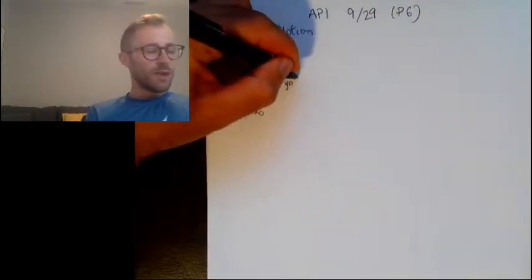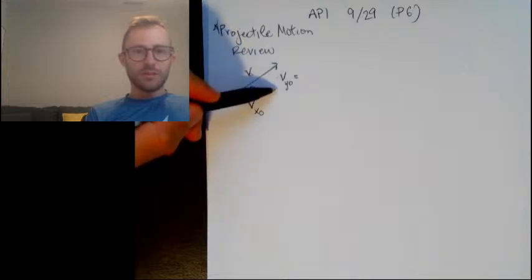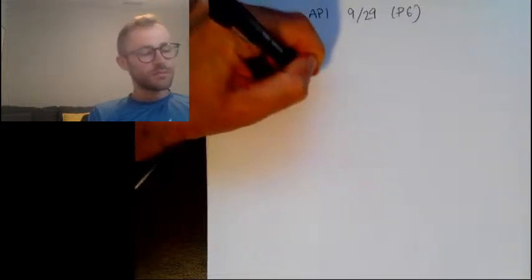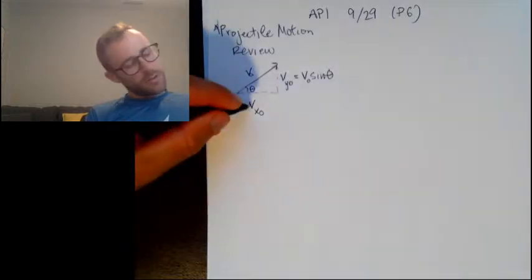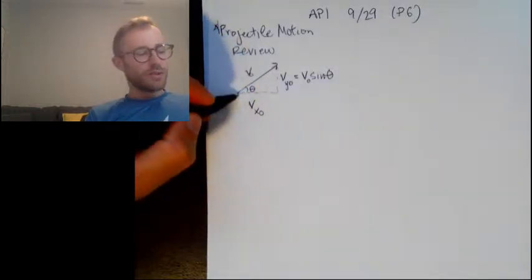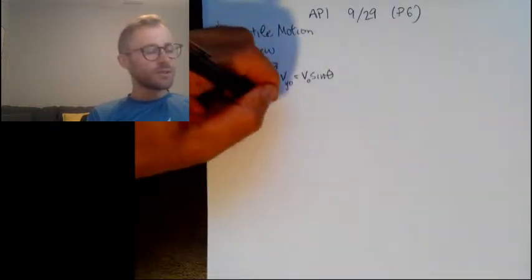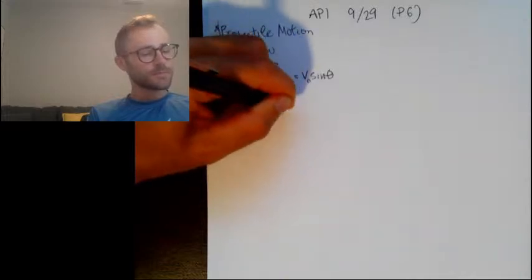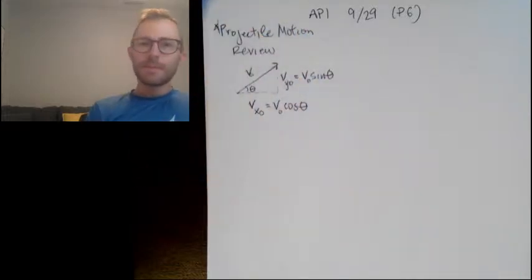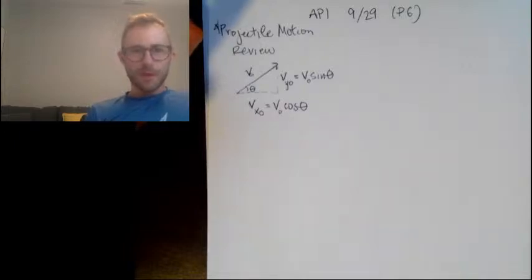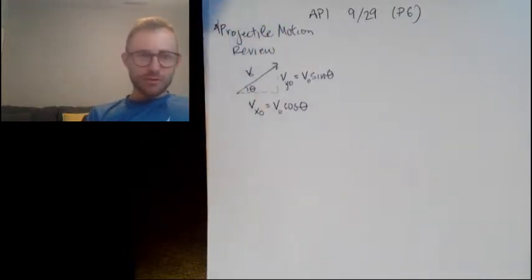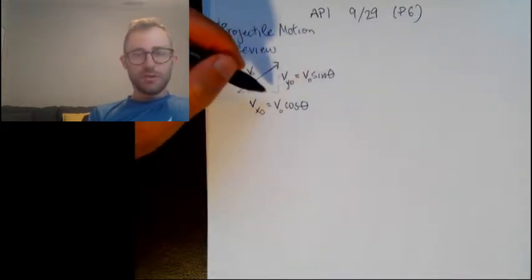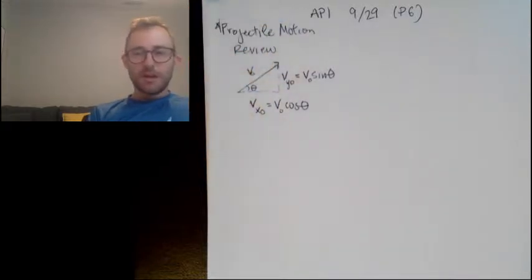So vy0 we can see is opposite the angle, so that's going to be the sine function. v0 sine of theta. And the horizontal component is adjacent to the angle, so that's going to be cosine. Okay? So generally, if you have an angled launch, the first thing you're going to do is get the initial components of the velocity.